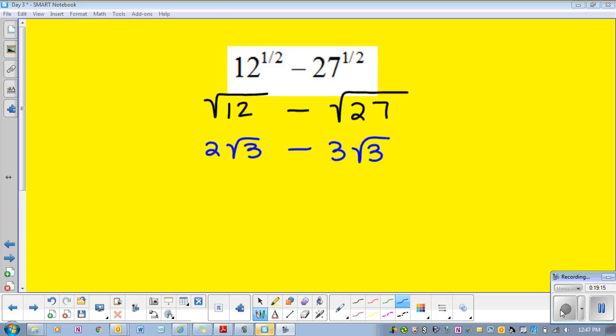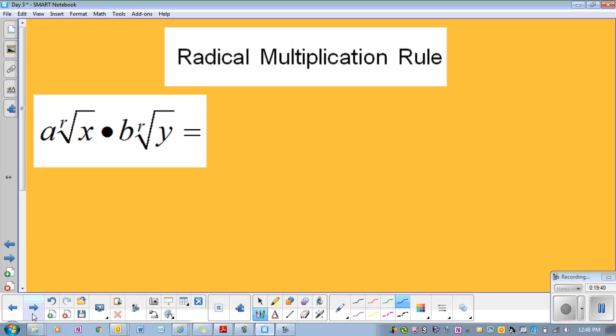All right, so subtracting. What is 2 minus 3? Negative 1. So you could say negative root 3. If you wrote negative 1 root 3, that's fine. You're not going to get it wrong. But just know that you probably won't see the 1 there. Okay? All right, questions about this? Okay. Now let's talk about multiplying.